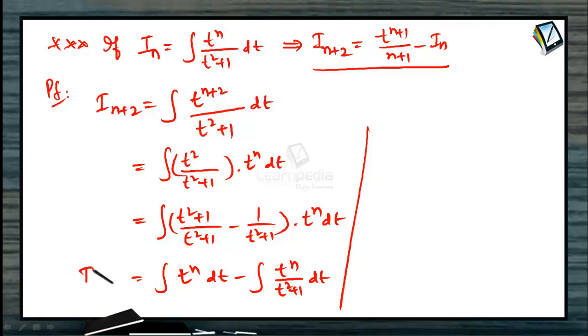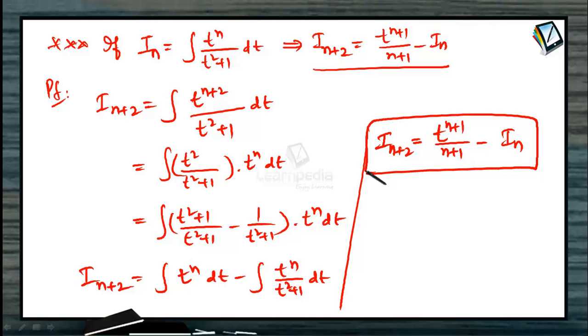Hence, here we have this is I(n+2). So I(n+2) is equal to the integral of t^n. The integral of t^n is t^(n+1) by (n+1), minus this, which is nothing but In. So therefore we have proved that I(n+2) is equal to t^(n+1) by (n+1) minus In.